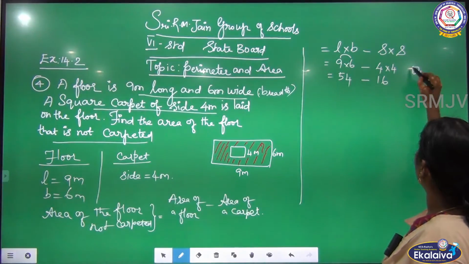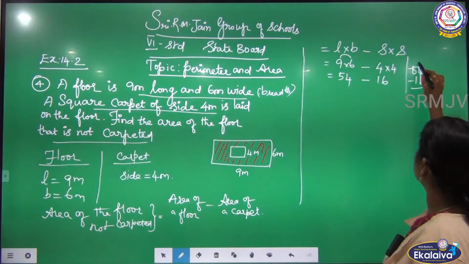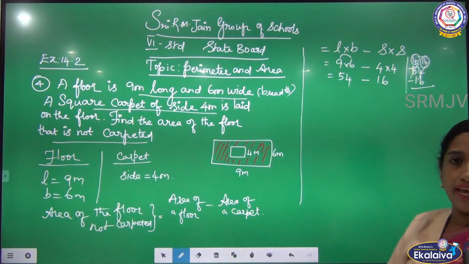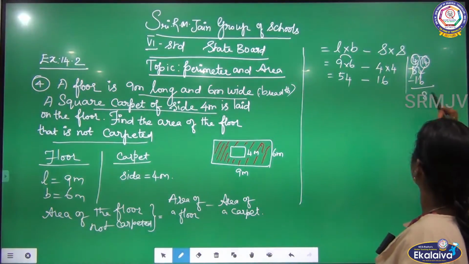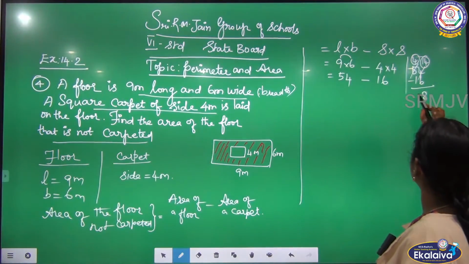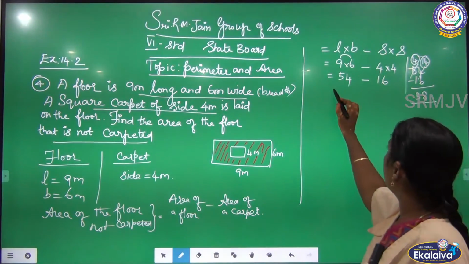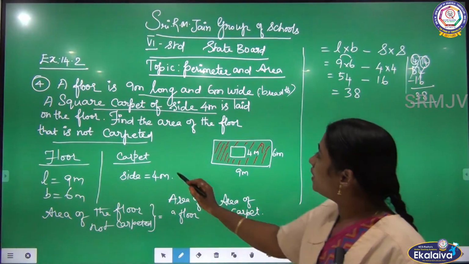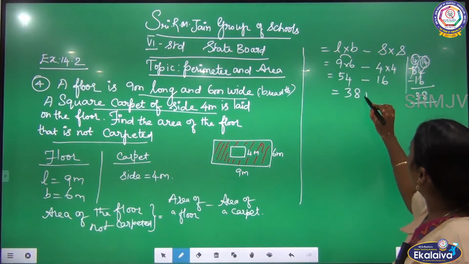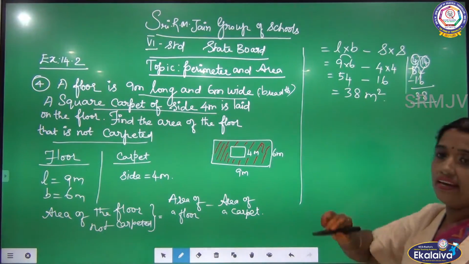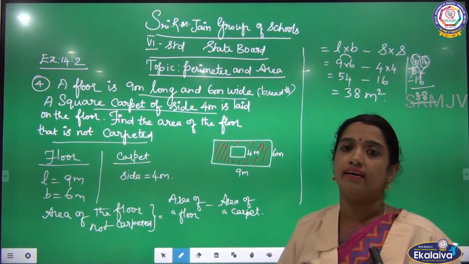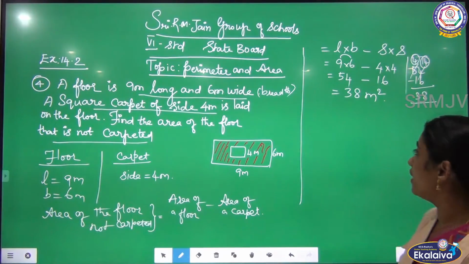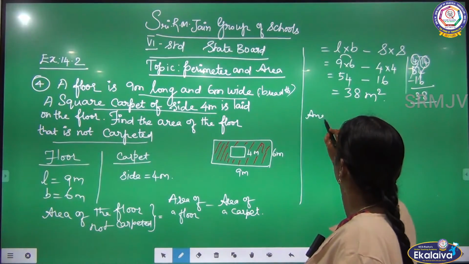Listen, 54 minus 16. What is the answer? See, this becomes 4. And this becomes what? 14. Okay. 14 minus 6 is what? 8. 4 minus 1 is what? 3. So, therefore, what is the answer for this? 38. Write the unit. It is the area. So, write the unit meter square. The area should have the unit what? Meter square. So, write that unit. 38 meter square. Now, write the answer, children.